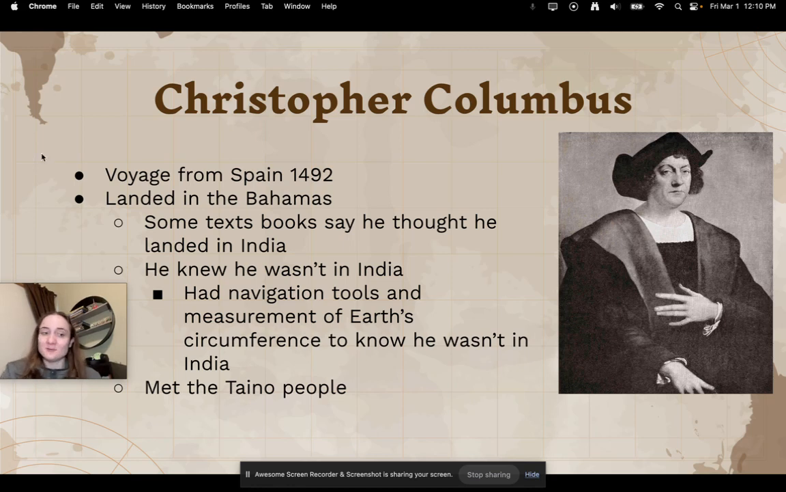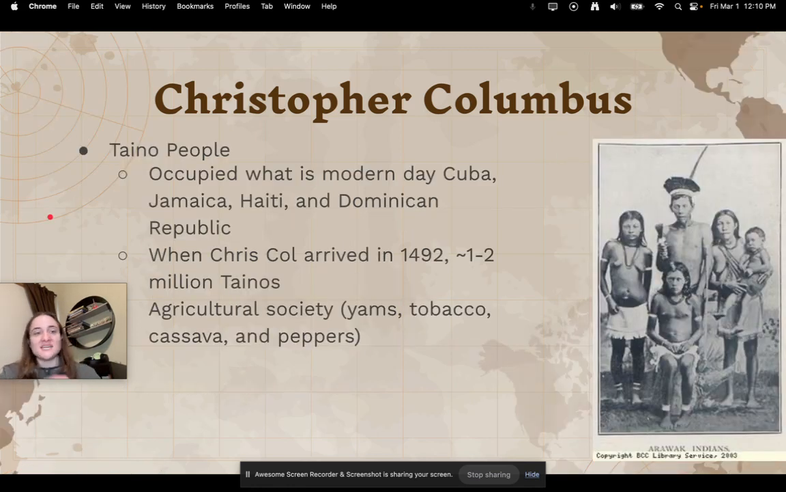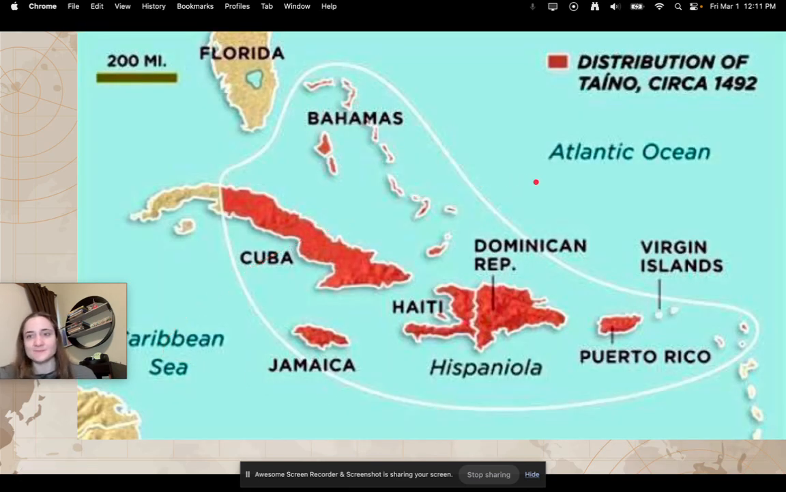Instead, he met the Taino people. So the Taino people are the native people who occupied what is now modern day Cuba, Jamaica, Haiti, and the Dominican Republic. When Christopher Columbus arrived in 1492, there were about 1 to 2 million Tainos living on all those islands. They're an agricultural society, so they grew things such as yams, tobaccos, cassava, and peppers. So here's kind of a distribution map of the Taino people when Columbus would have arrived.